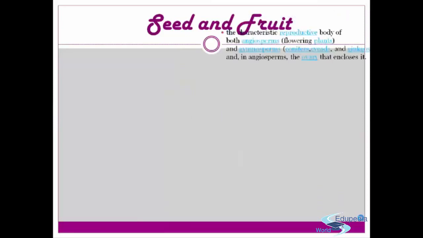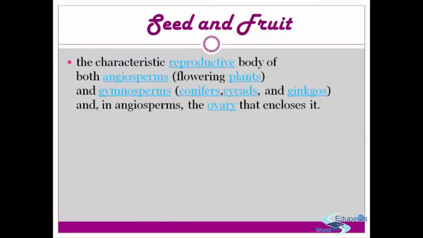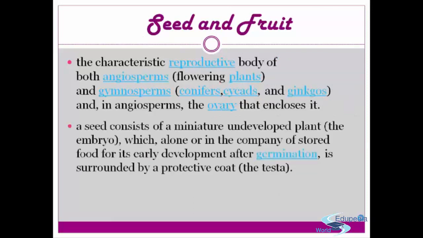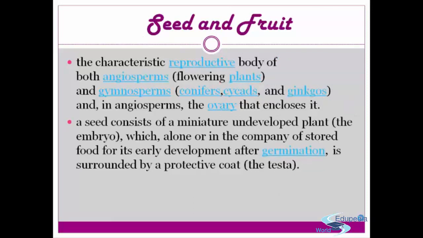Seed and fruit are characteristic reproductive bodies of both angiosperm flowering plants and gymnosperms, including conifers, cycads, and ginkgos, and in angiosperms, the ovary that encloses it. A seed consists of a miniature, undeveloped plant, the embryo, which alone or in company with stored food for its early development after germination, is surrounded by the protective coat, the testa.